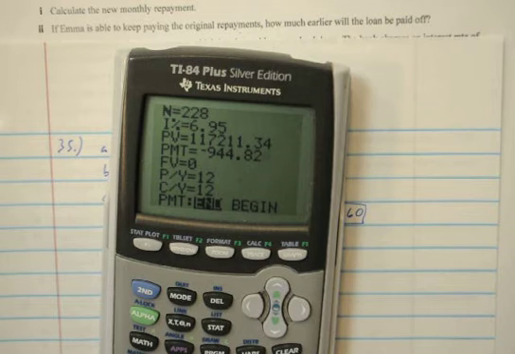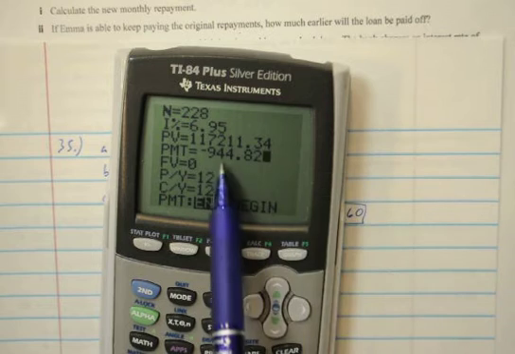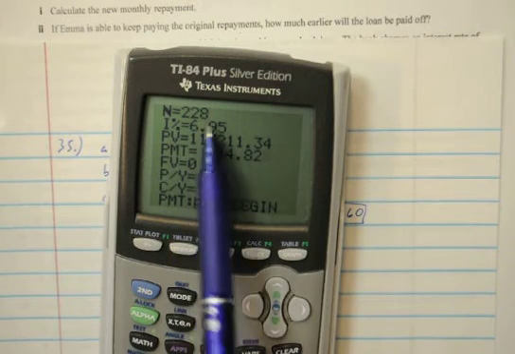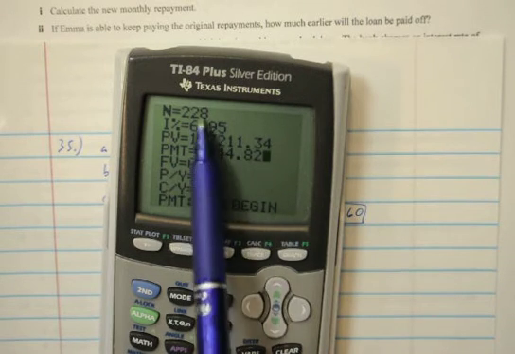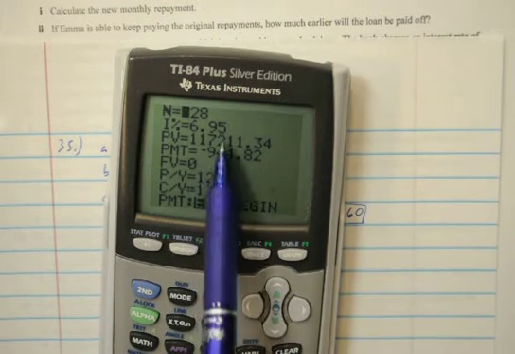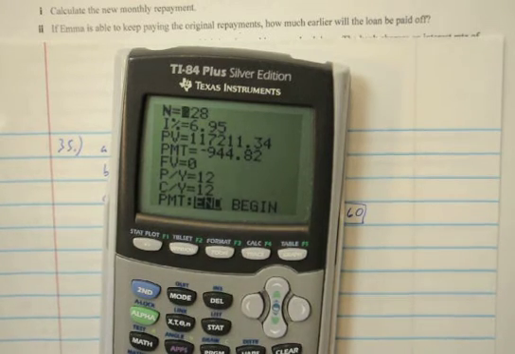Okay, so now if she would pay the $927, she would pay it off in 228 months. That's 19 years. If she pays a little extra, this will change just a little bit. So let's go up here. Imagine that she's paying her loan off and she's paying extra now. How is that going to affect that number? So we're going to go and solve that one.